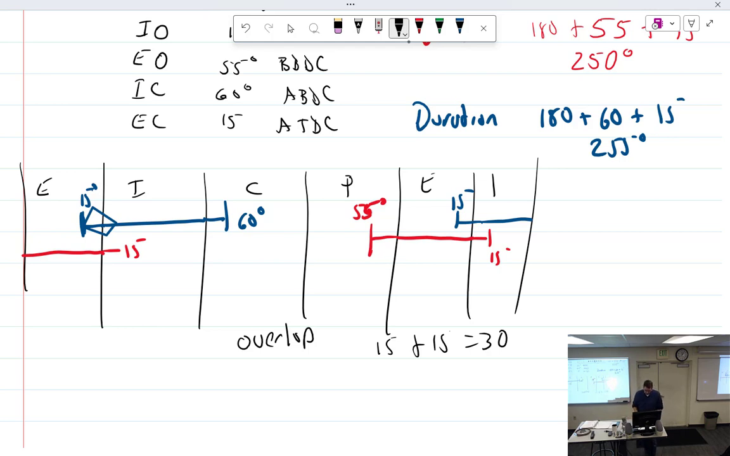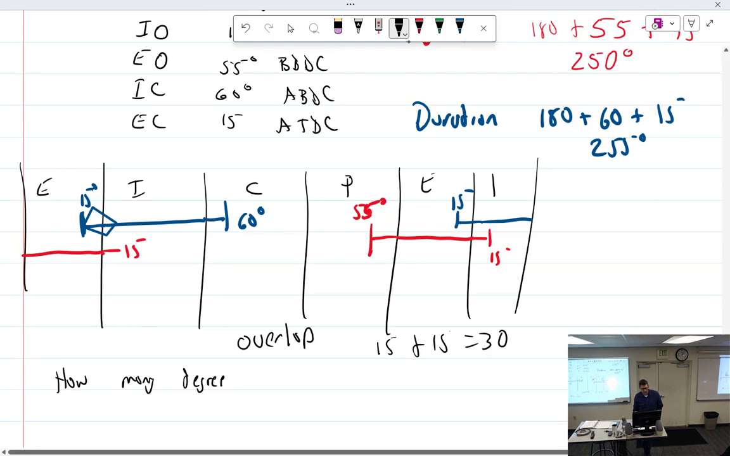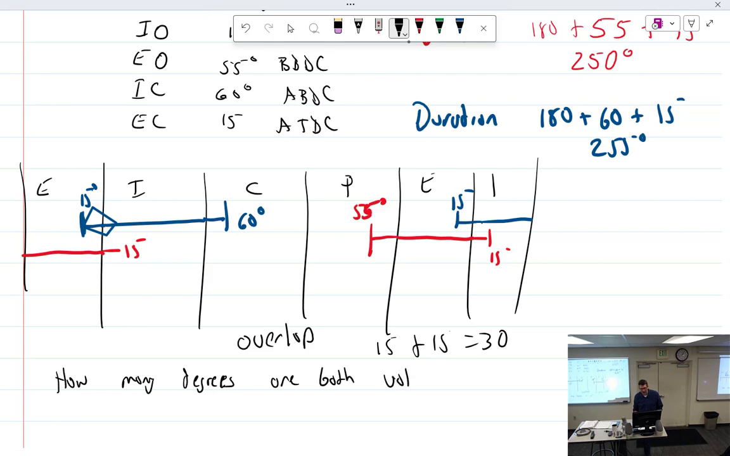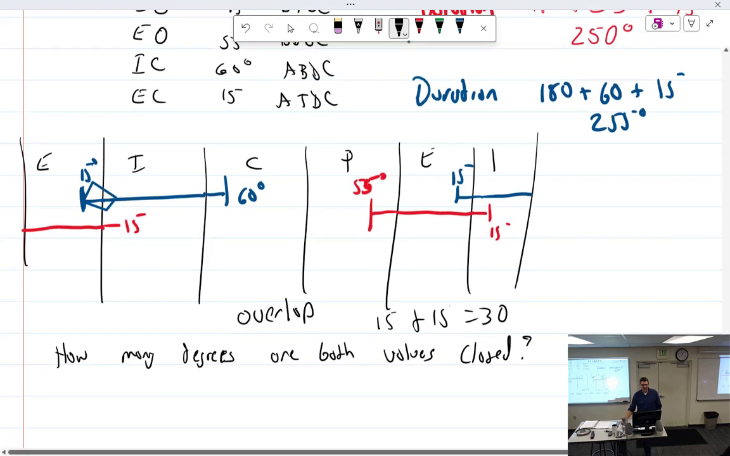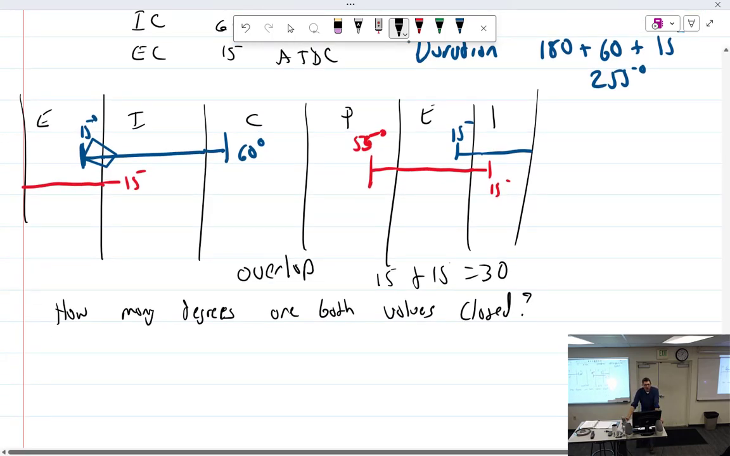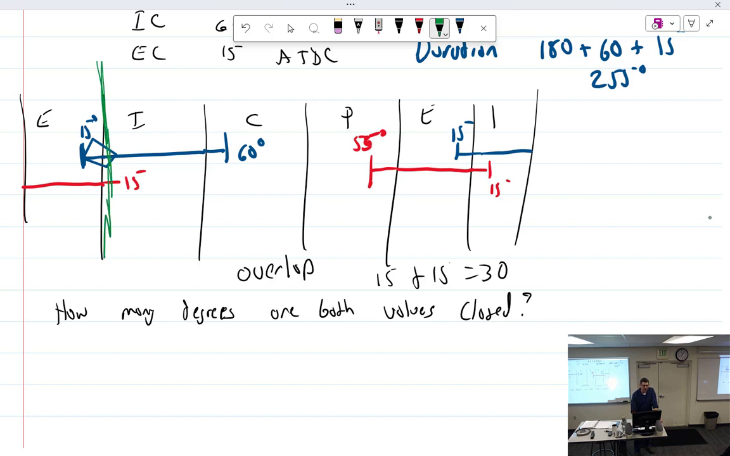Okay, let me see. How many degrees are both valves closed? Now, how would I figure that out? You do 180 minus 55 and 180 minus 60, and both of those answers added together. So let's think about it. It's only 4 strokes, right? So we got to cut it off here. So we'll go 4 strokes.